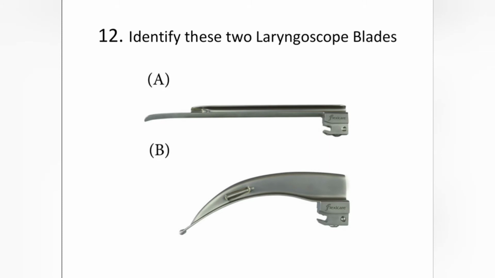Now the second question is very important. You are often confused in identifying these two instruments. These two are blades of laryngoscope. You have to identify the names of these blades. One blade is straight, one is curved. What are the names of this curved blade and straight blade?